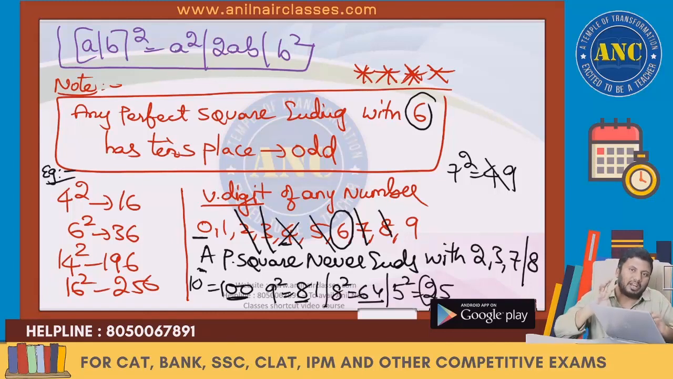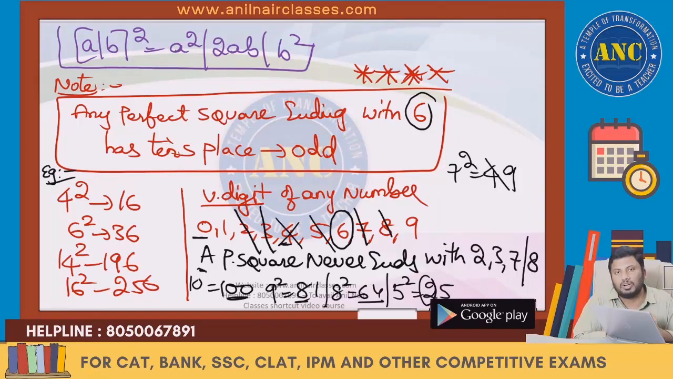If you take a number, the unit digit of any number will be from 0 to 9: 0, 1, 2, 3, 4, 5, 6, 7, 8, 9. A perfect square never ends with 2, 3, 7 or 8. That is out. The remaining cases are 0, 1, 4, 5, 6 and 9.